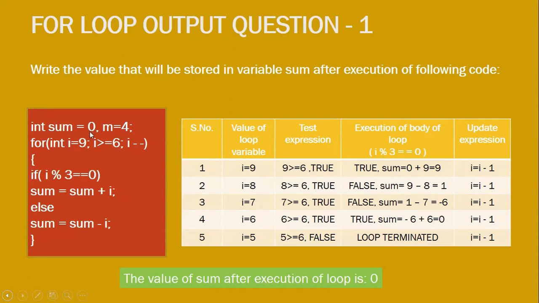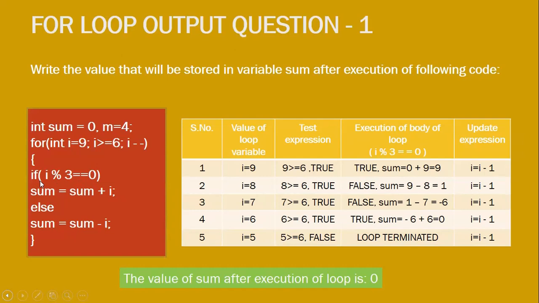Now there are two variables, sum is 0 in the beginning and m is 4. Now we'll start with the loop. In the beginning, the value of the loop variable is 9. So I is equal to 9. After that, the program control will go to the test expression. So it will check whether I is greater than equal to 6. Yes, 9 is greater than equal to 6. The expression is true. So from here, we will go to the loop body.